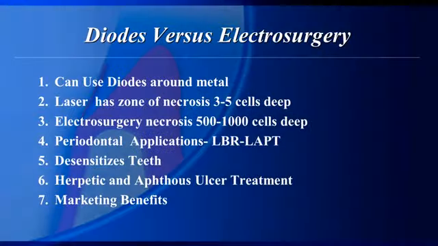Thirdly, the electrosurge is not able to do things like periodontal applications. The laser allows me to do perio, whether that be laser decontamination of sulcuses to eliminate the vast majority of periodontal pathogens, or using the laser to selectively target diseased tissue, remove it while leaving healthy tissue alone. So I've got perio applications with a laser I don't have with an electrosurge. I also have the ability with my laser to desensitize teeth, to treat herpetic lesions or aphthous ulcers, and also I've got marketing benefits with a laser I do not have with my electrosurge.